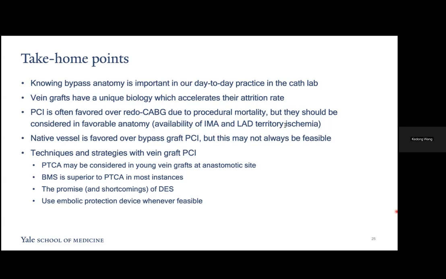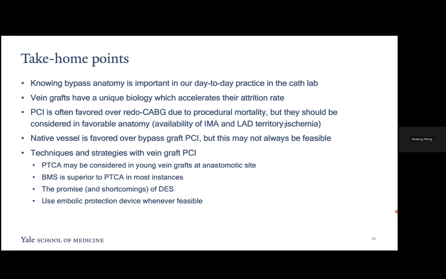We talked about how vein grafts have a unique biology, which accelerates their attrition rate. We also talked about how PCI is oftentimes favored over redo CABG due to procedural mortality. But that's not necessarily the case all the time, and certain trials show perhaps similar survival, especially when you're considering favorable anatomy, particularly the availability of IMA and LAD territory ischemia. I also talked about how native vessel PCI is favored over bypass graft PCI, but this may not always be feasible.